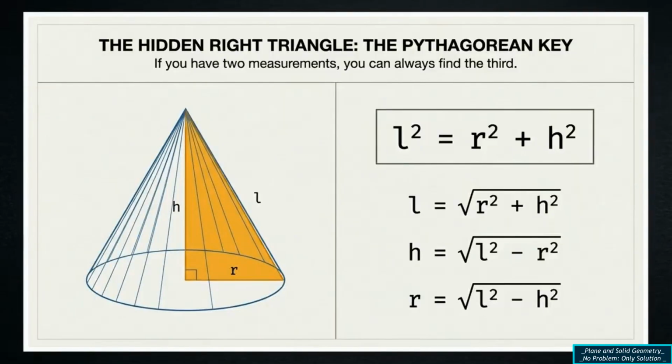Because these lines form a right triangle, the Pythagorean theorem defines their relationship. If you look at the panel on the right, you'll see how L squared equals R squared plus H squared. If you have any 2 of these measurements, you can algebraically calculate the missing third variable.